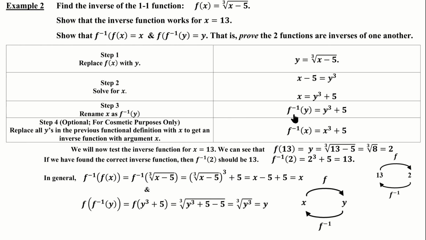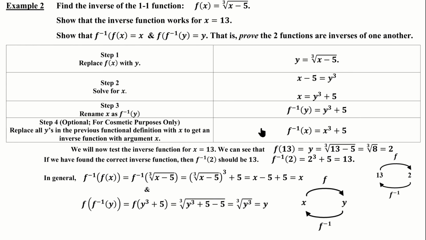You can do that with any kind of function because the name of the variable is a dummy variable. That means you can use any letter as long as you substitute all of them. Remember, this is crucial. If you're going to treat a variable like this, and call it a dummy variable, that means you're going to have to change all the instances of it to another variable. All right, so here's our inverse function, and now we're going to test it for x equals 13.